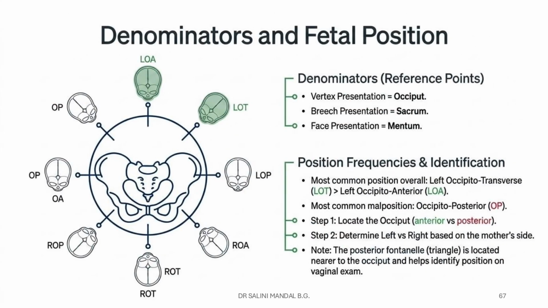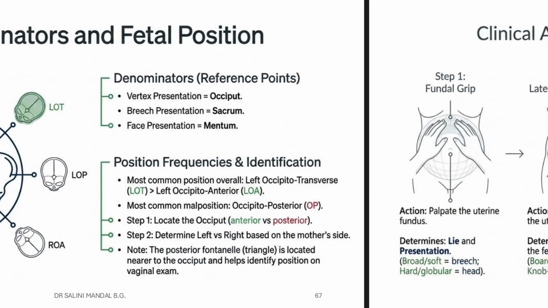Let me go into denominators. In vertex presentation, the denominator is the occiput; in breech presentation it is the sacrum; and in face presentation it is the mentum. The most common position overall is the left occiput transverse. Then the second most common is the left occiput anterior. The most common malposition is occiput posterior. So these are a few pointers which you have to remember.